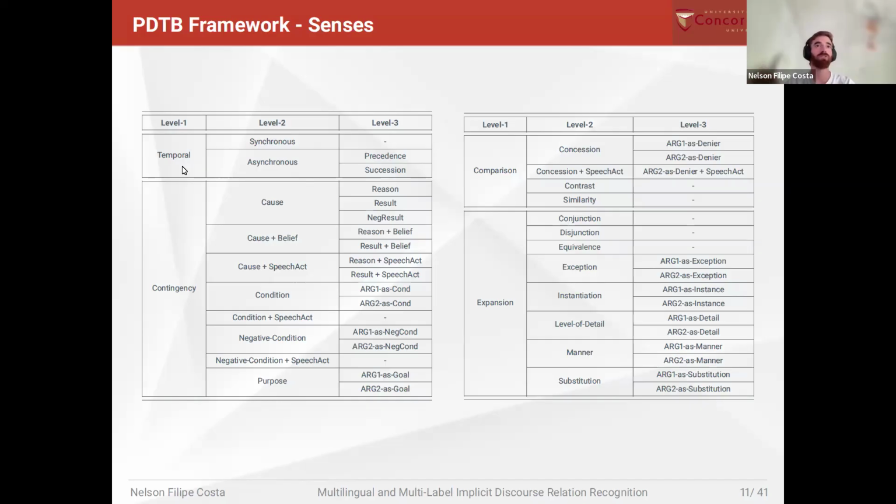For example, if we consider that we have a temporal relation between 2 arguments, then at level 2 we'll see if it's a synchronous relation, if both arguments are happening at the same time, or if you have an asynchronous relationship, if both arguments are not happening at the same time. And if you have an asynchronous relationship, is argument 1 happening before argument 2, or is argument 1 happening after argument 2? So an annotator following the PDTB framework will first annotate the text for implicit and explicit discourse relations, and then for their sense.